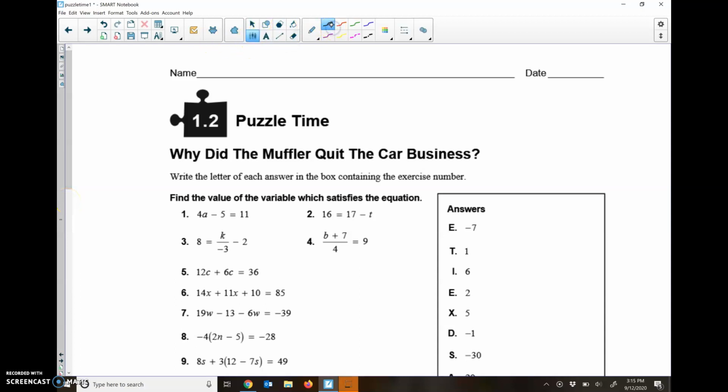So remember, we use this because this is a good screenshot of the whole lesson. So we'll again be looking at the evens here. So on number 2, I have 16 equals 17 minus t.